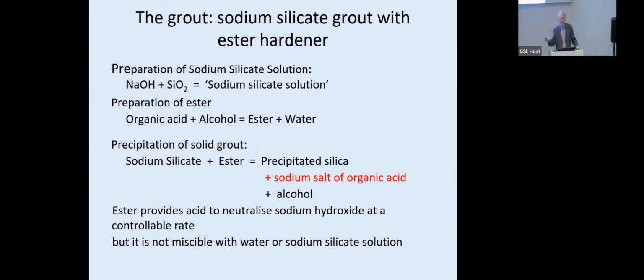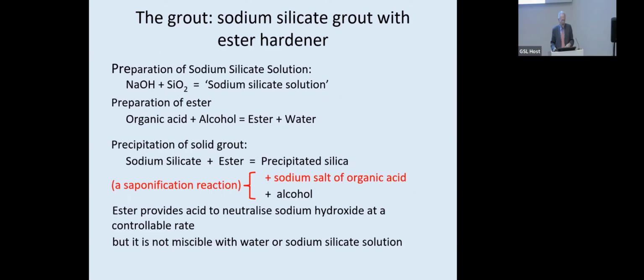You change the ester to control the setting time. You have different esters with different setting times. There used to be A, B, and C esters, and you have to have enough ester there to make sure you neutralize enough of the alkali. Now, that particular reaction of an ester and a sodium salt of an organic acid is called a saponification, which you might think, well, that's the answer, isn't it? We've got foaming and we've got a saponification reaction.